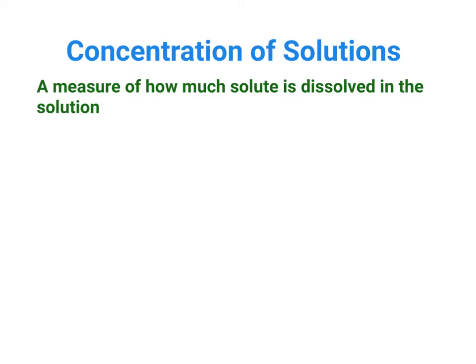So because we make solutions all the time in chemistry, one of the things that we want to know is this idea of concentration of solutions. And concentration is a measure of how much solute is dissolved in the solution. If a solution is very, very concentrated, it's got a lot of solute.